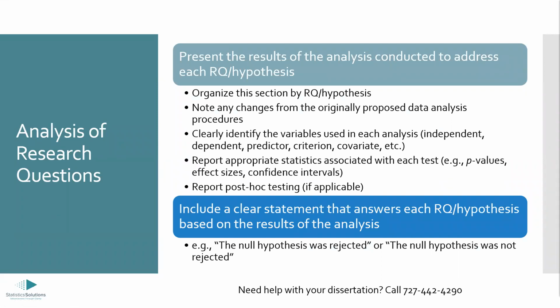Then once you've described your assumptions testing, you can actually start describing the results of the analysis for your research questions. And you want to organize this section by research question or hypothesis, and just do it in order of your research questions, how they appear in the rest of your dissertation. So if you have 5 research questions, then you just want to go through each of those research questions 1 through 5, starting with research question 1.